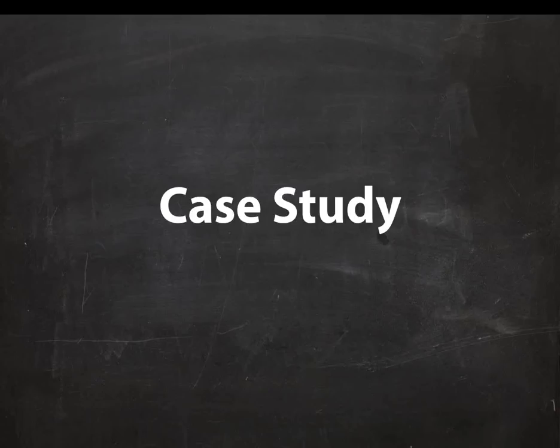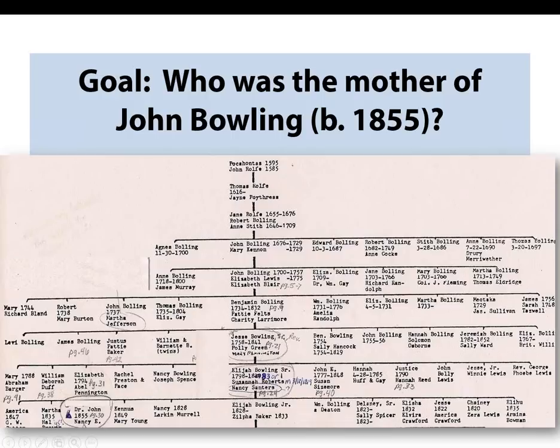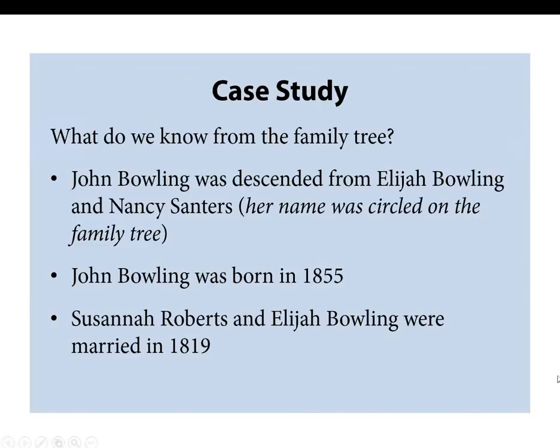In this case, a prospective member came to me with a family tree and a family lore stating that they were eligible for membership in the NSDAR. The primary starting point was a family tree noting various family members. The goal was to find who was the mother of John Bowling. There were 2 wives and one was circled. So the case study is, what do we know from the family tree?